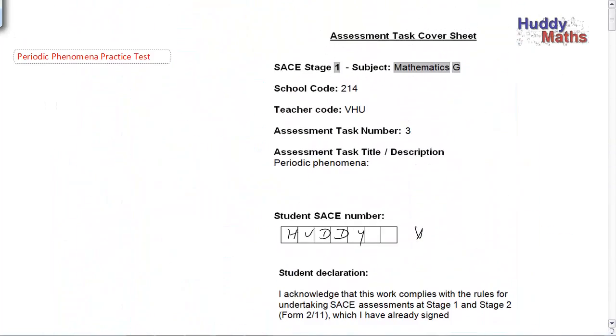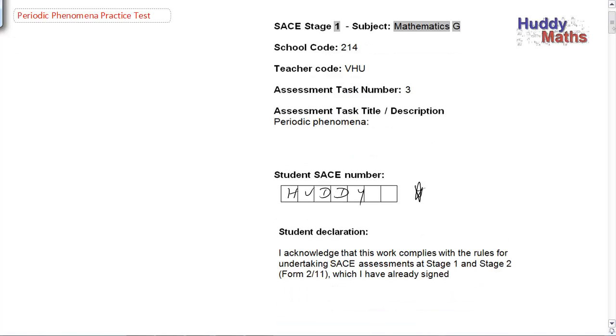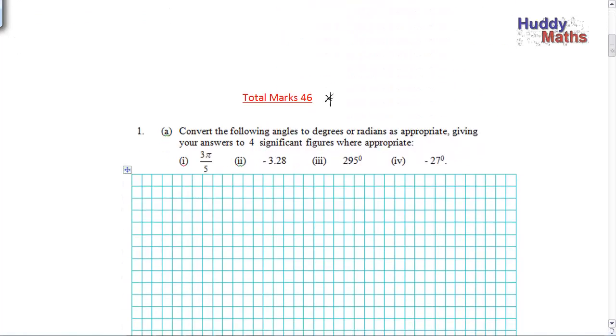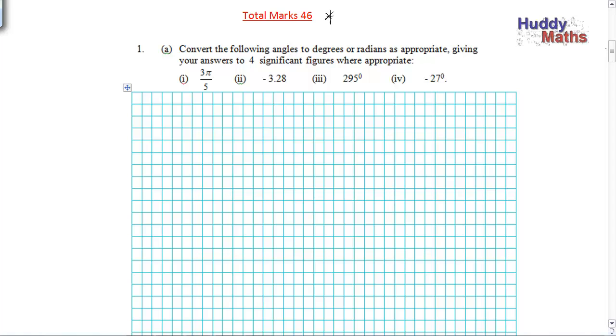So I filled in my name there. That's good. We know whose this work is. There we go. Let's hope I don't lose any marks, eh? So here we are. Convert the following angles to degrees or radians. What are you going to do? You're going to use the equivalence that pi radians is the equivalent to 180 degrees.